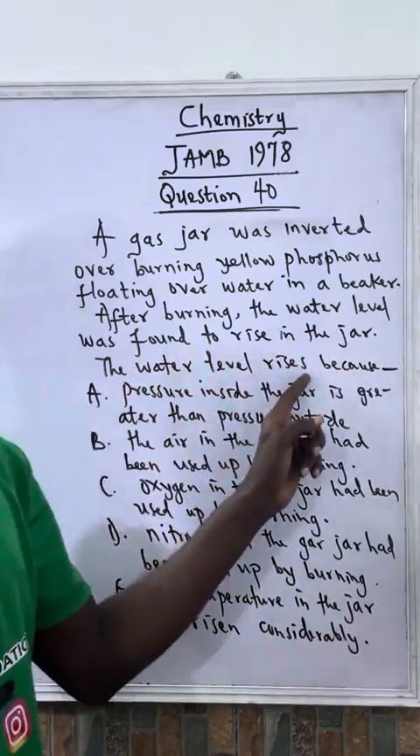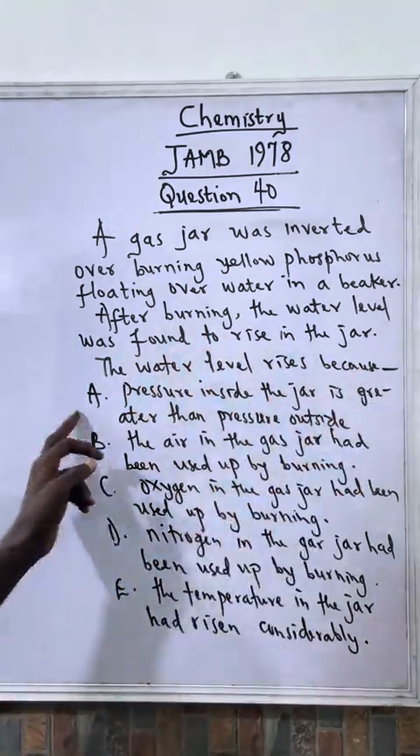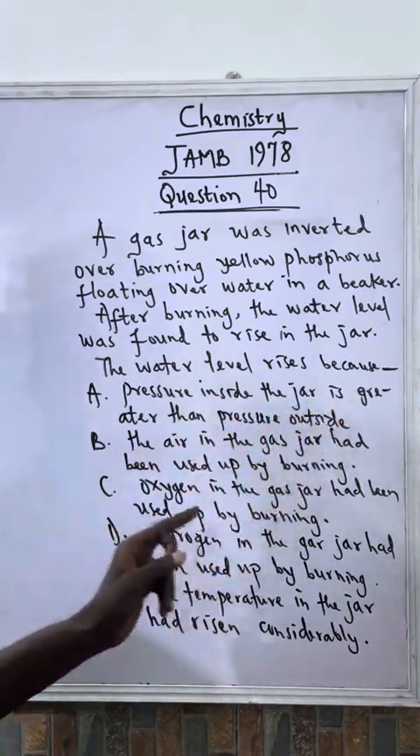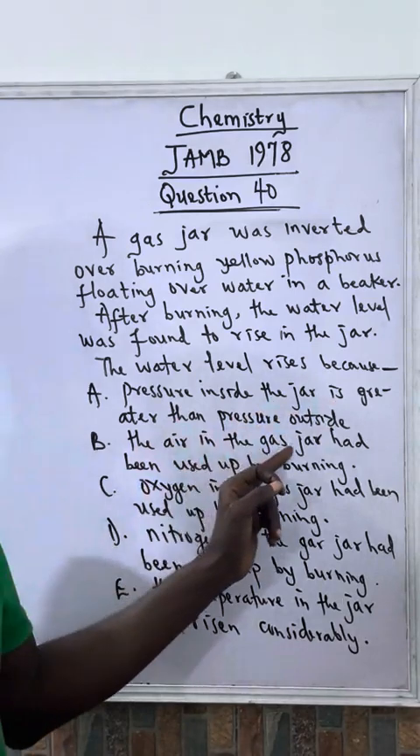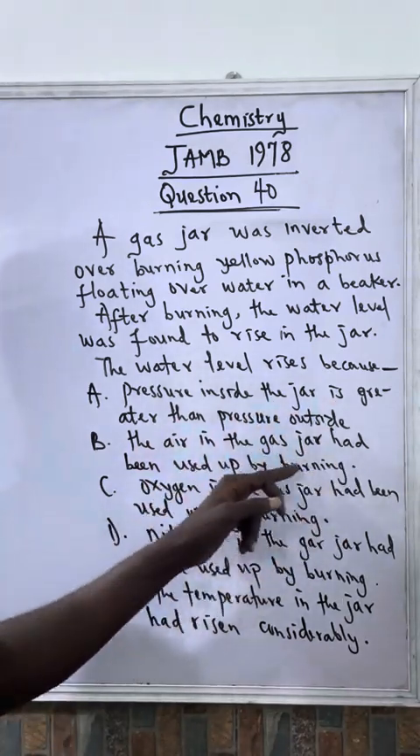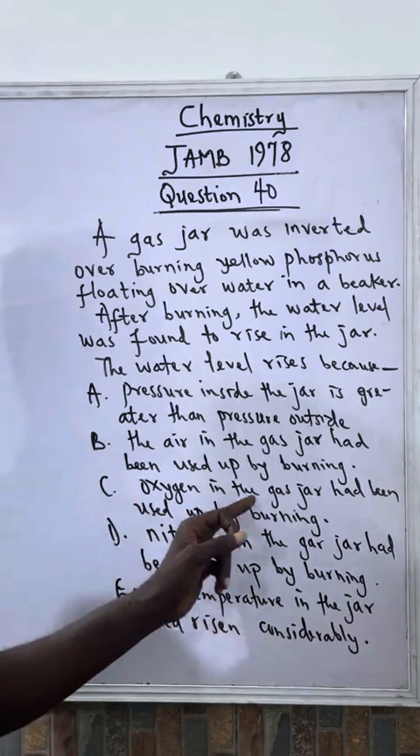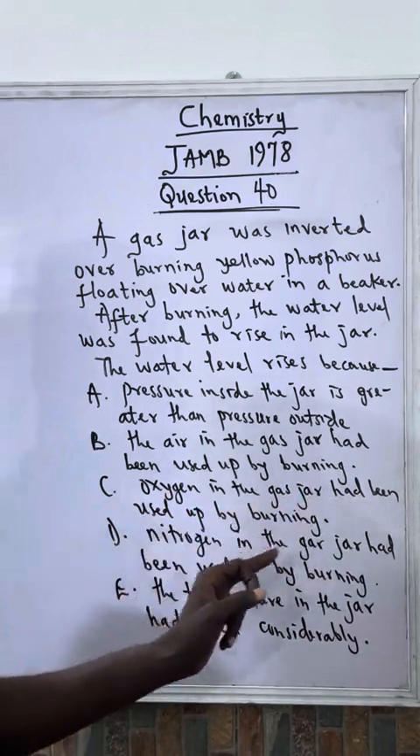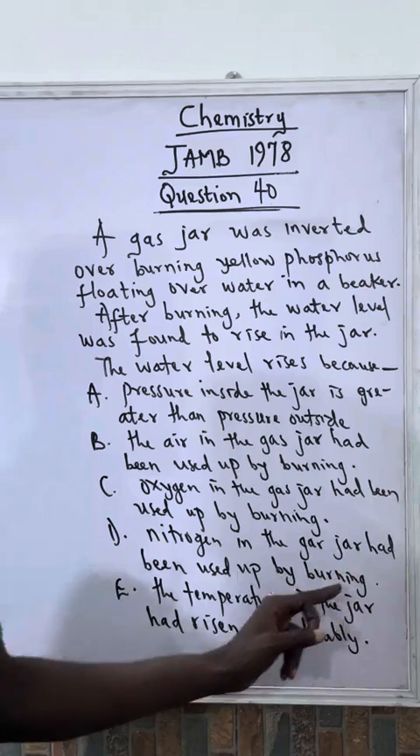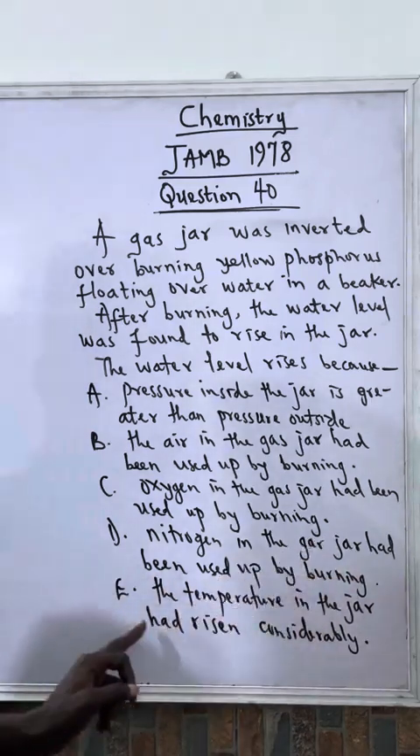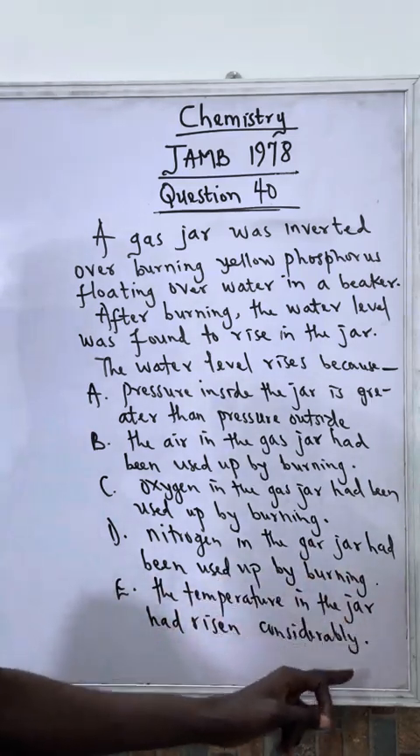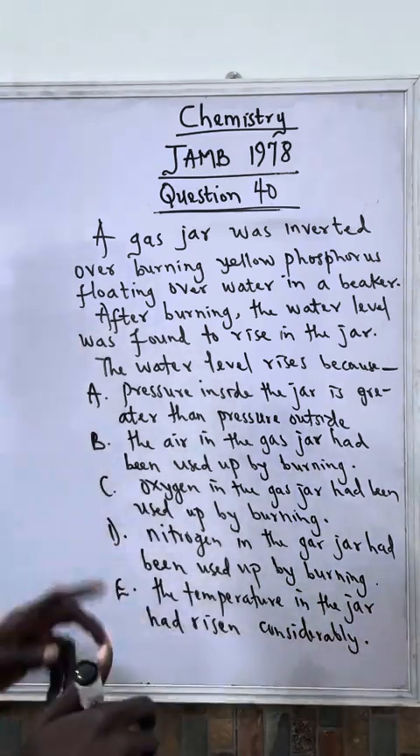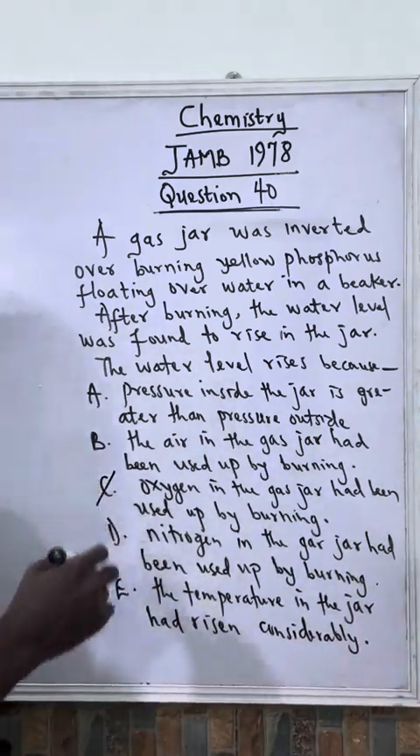The water level rises because dash. A, pressure inside the jar is greater than pressure outside. B, the air in the gas jar had been used up by burning. C, oxygen in the gas jar had been used up by burning. D, nitrogen in the gas jar had been used up by burning. E, the temperature in the jar had been rising considerably. The correct answer to this question is C.